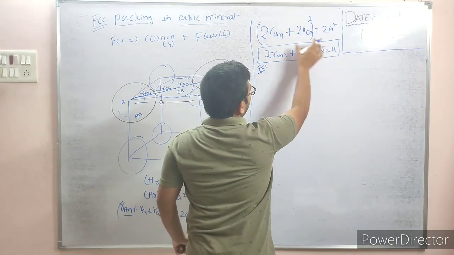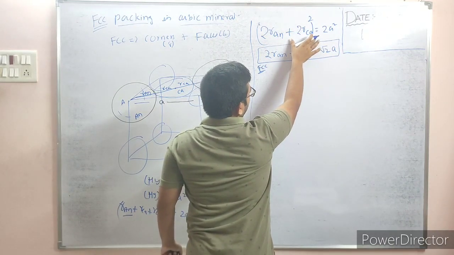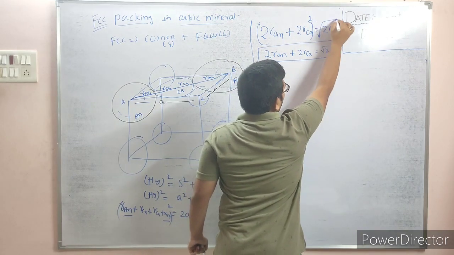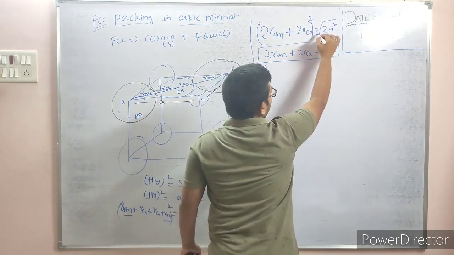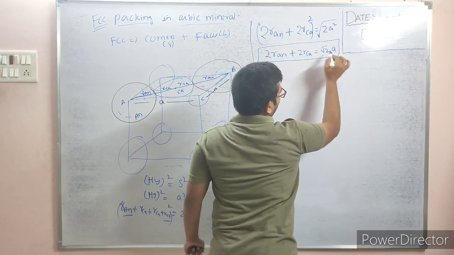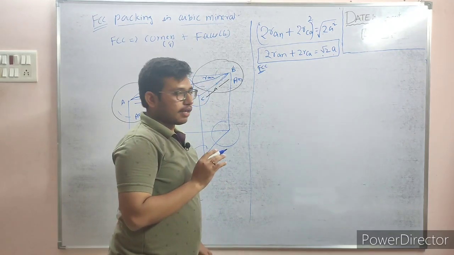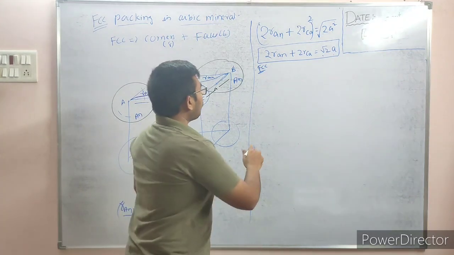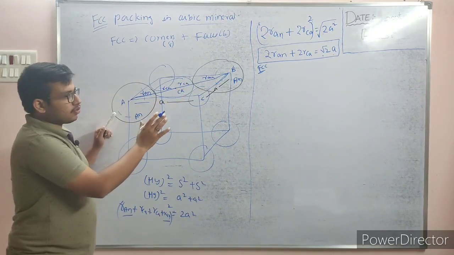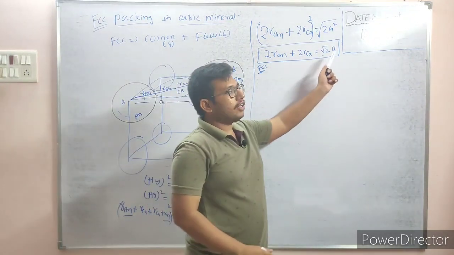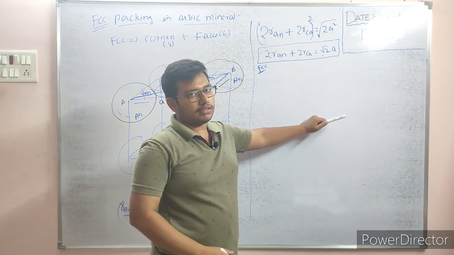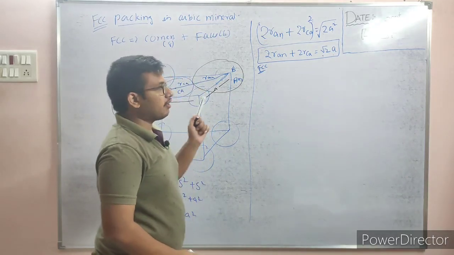How has this root 2a come? 2 into radius of anion plus 2 into radius of cation whole square. Now this square, when it comes to this side, it will be root. When the square comes to this side, it will be root 2a square. Then what will be the root of 2a square? Root 2a. Okay, very simple, right? Now we are getting the concept of edge length. So similarly, when you find out the edge length, you are going to put it in the packing density and you will get the same values only. Okay, for the FCC packing.